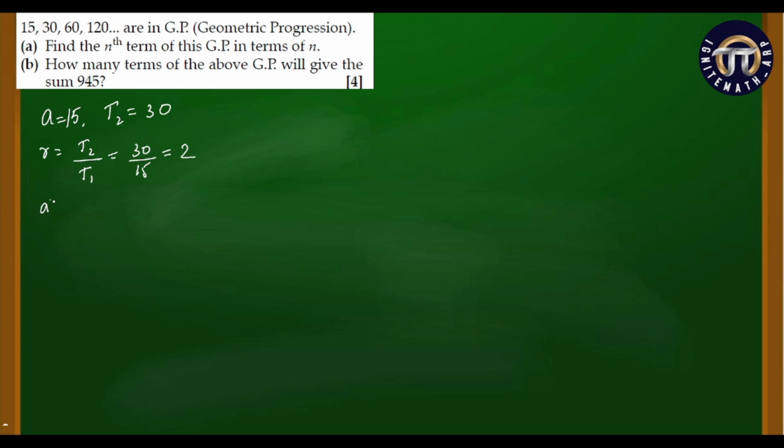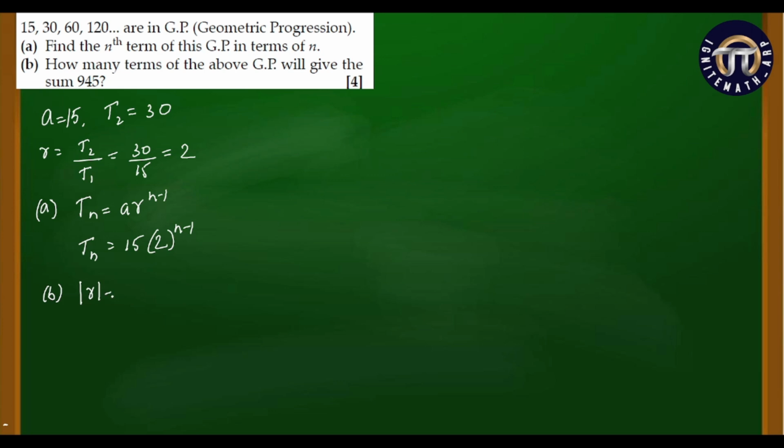So now the first question, Tn is equal to a into r to the power of n minus 1. A is what? A is 15. 15 into R is how much? 2 to the power of n minus 1. So this is nothing but the nth term of the GP. Then the second sub question, how many terms of the GP will give you the sum as 945?